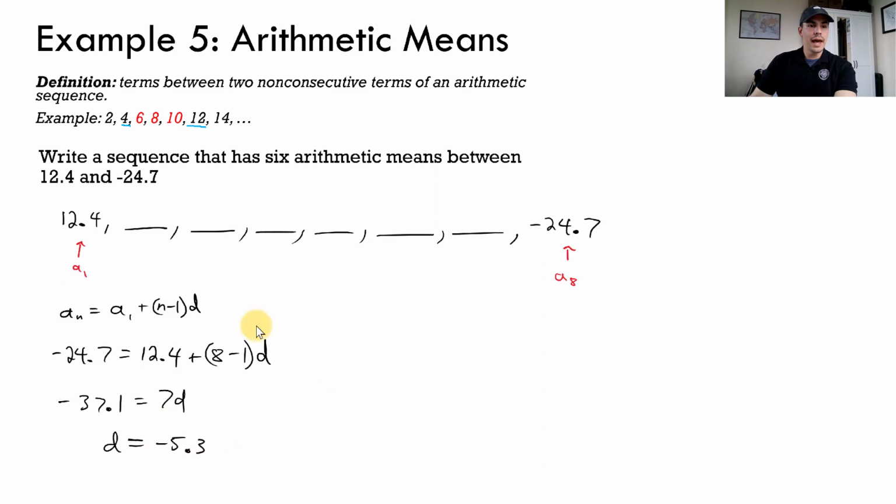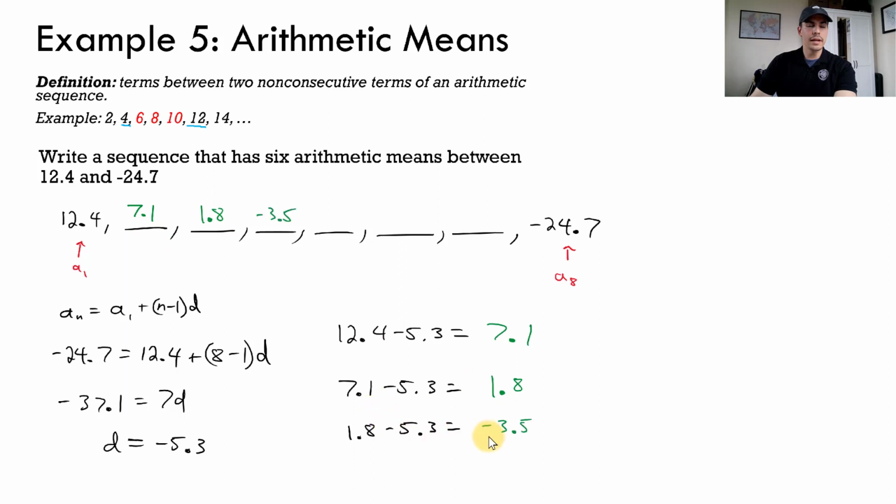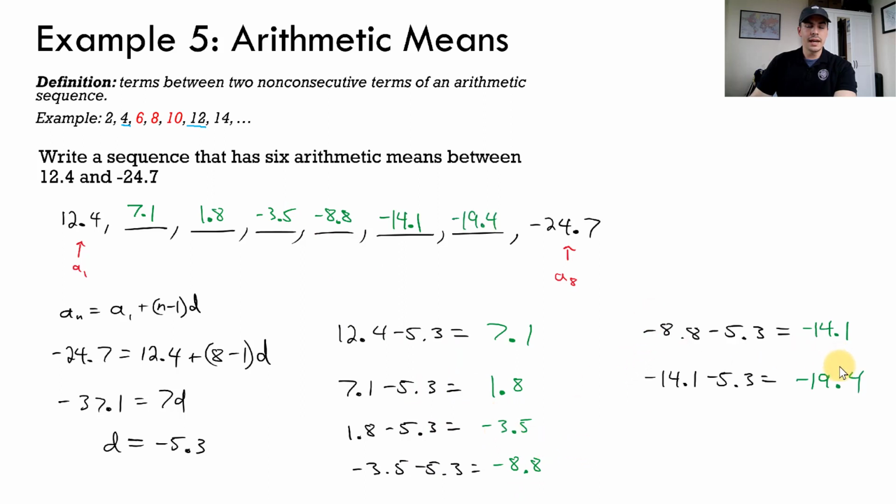So now starting at 12.4, I just subtract 5.3 and I get 7.1. And then again, moving on to the next term, I would subtract 5.3, I get 1.8. Subtract 5.3, I get negative 3.5. Subtract 5.3 again, I get negative 8.8. Subtract 5.3 again, and I end with this negative 19.4.